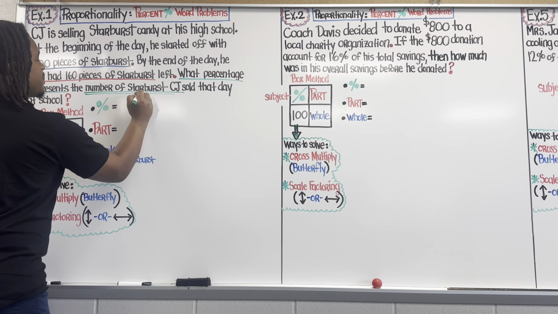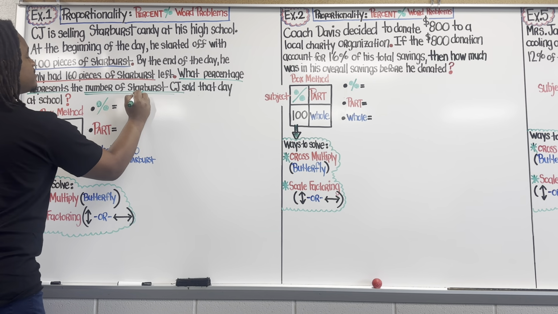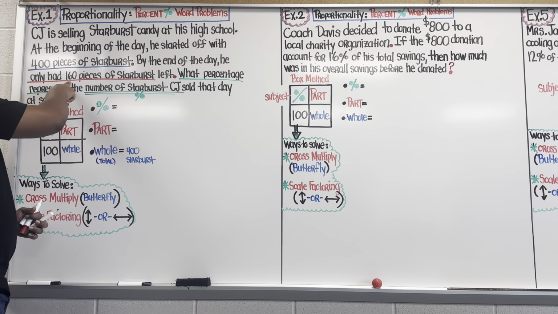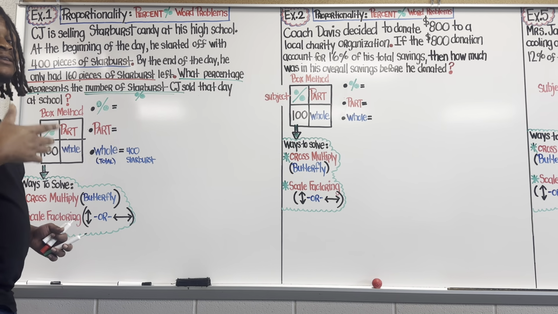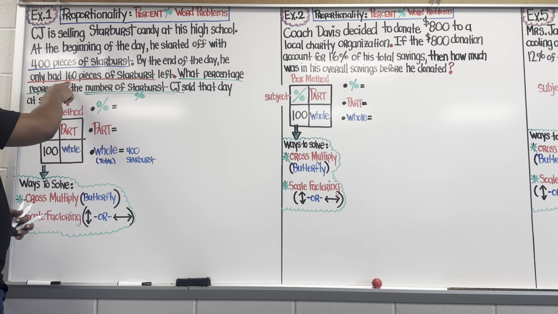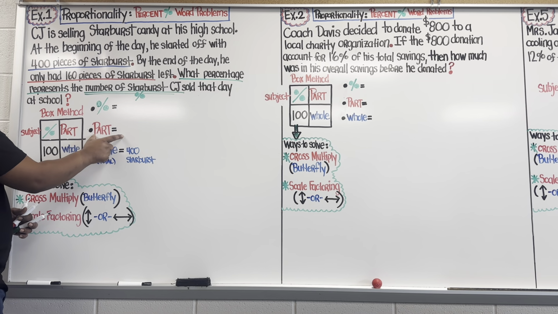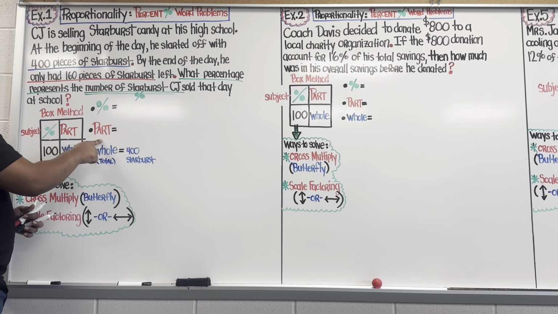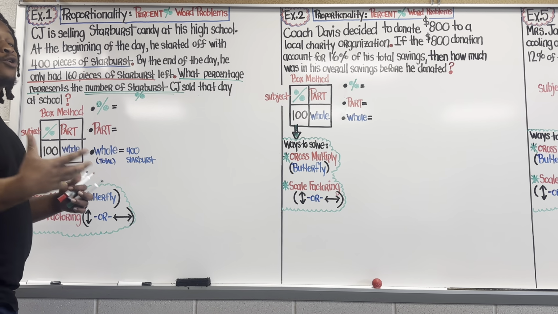So this is the percent, or this is the subject of the percent, right? This is what the percent represents: the number of Starburst CJ sold. He didn't sell 160 Starbursts. That's what he has left. So for us to find out how many he sold, we have to subtract 160 from 400 to find out the part, okay? So once again, guys, the percent and the part represent how many Starbursts he sold.